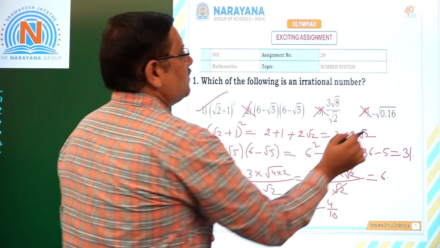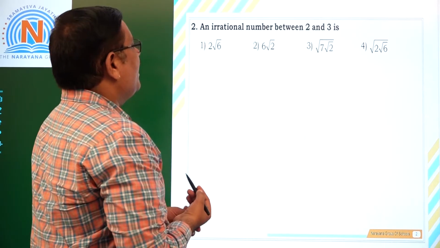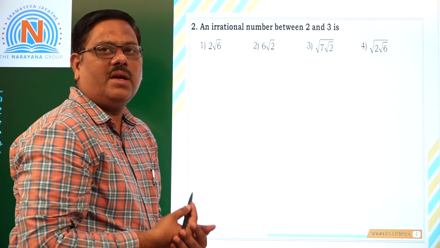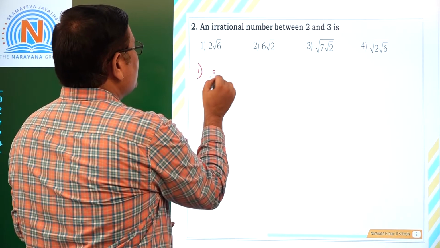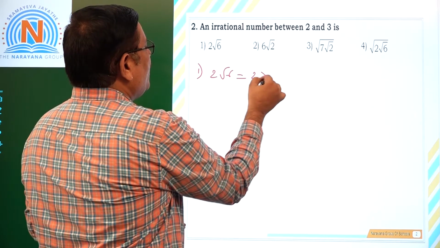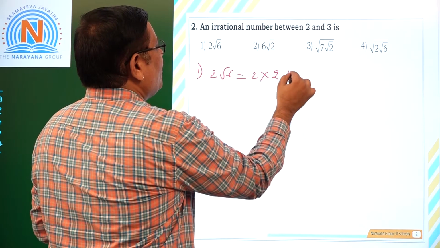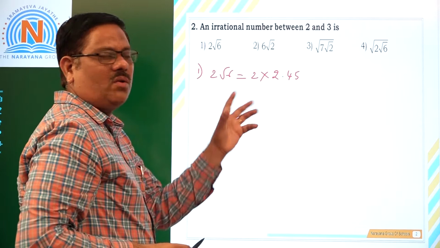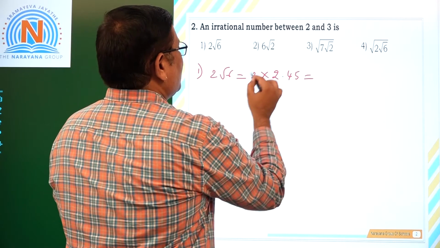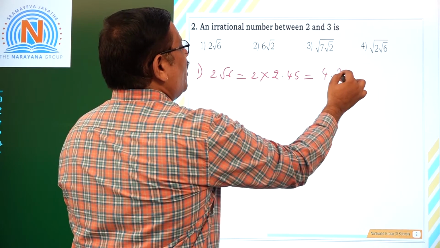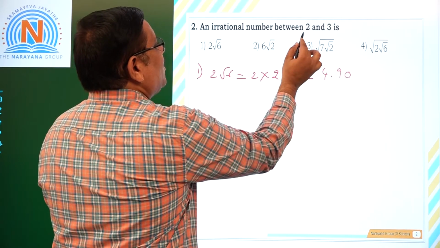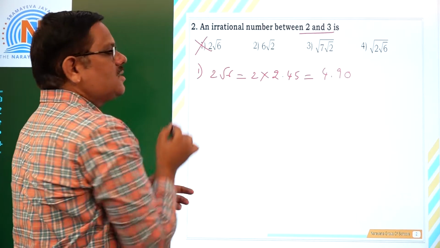Okay. Now we will move to the next question. An irrational number between 2 and 3. First one we take 2 root 6. That is 2 into root 6, and root 6 is around 2.45. Approximately around 2.45. The resultant answer is around 4.9 approximately, which is not between 2 and 3. So this is not the right answer.